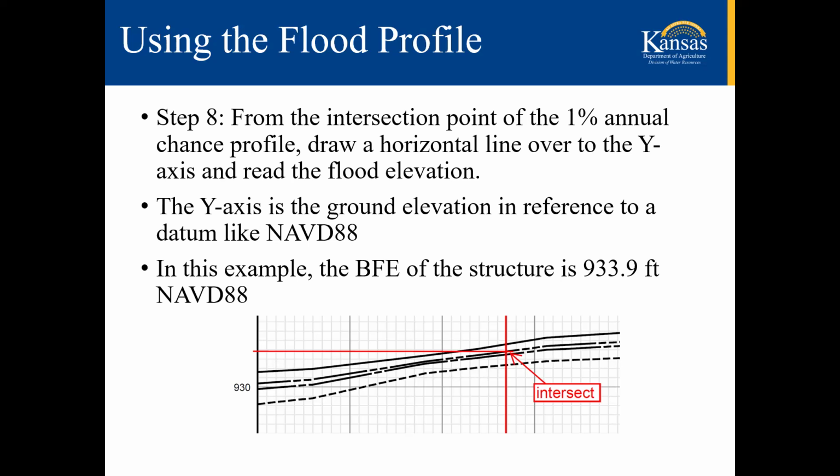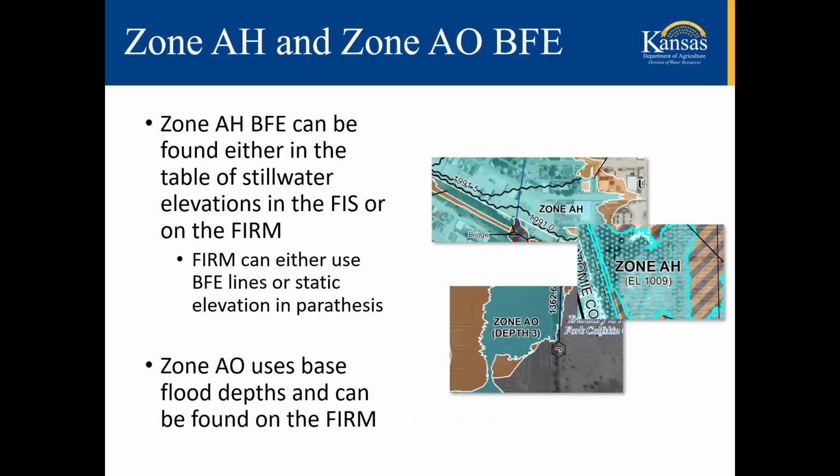So in this example, the base flood elevation for that structure is 933.9 feet. Some floodplain administrators would go ahead and just round it up to 934, which is fine, just to make sure that that lowest floor is built high enough. A little bit of extra elevation's not too expensive if it hasn't been built yet, and it just makes sure that they're properly elevated.